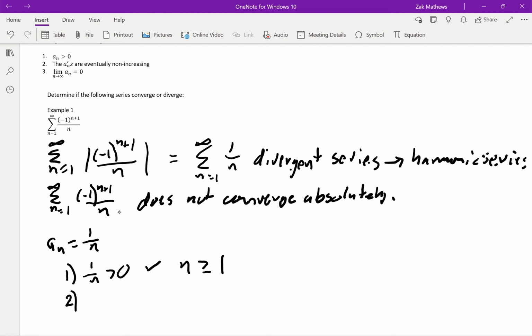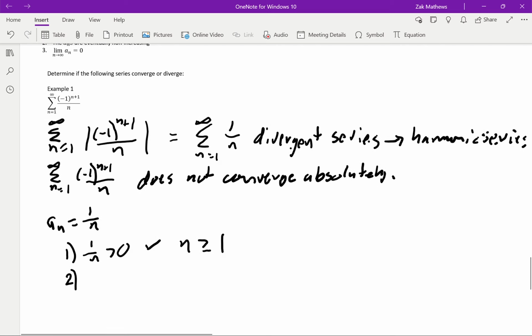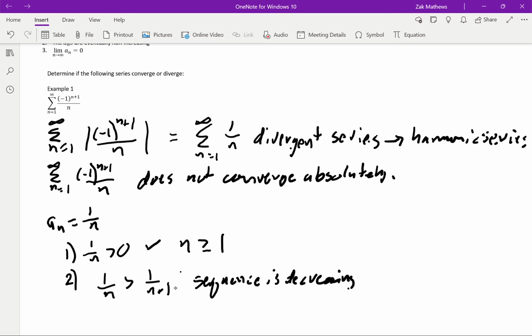Second, we need to show that those a_n's are eventually non-increasing. There are two ways to do that. We want to show that they are decreasing or constant. We can do that either through a derivative, or we can think about what happens between the 1 over n term and the next term. Well, if we make the denominator bigger, it makes the fraction as a whole smaller. So what we see is each term after the first, if we start with 1 over n and go to the next term, that first term was bigger, meaning that this sequence is decreasing. So the second point checks out.